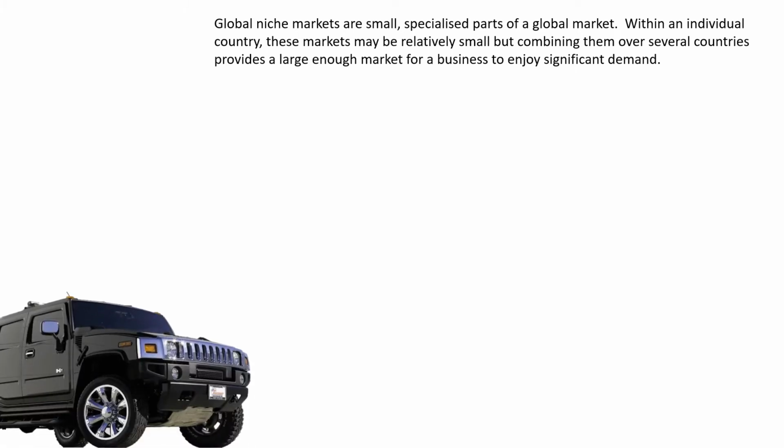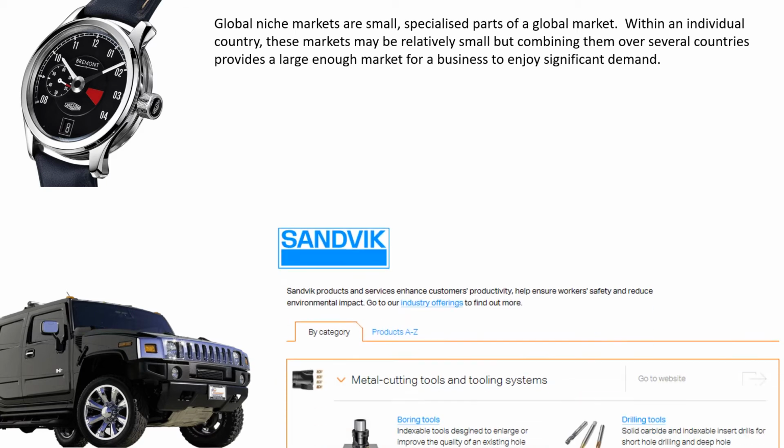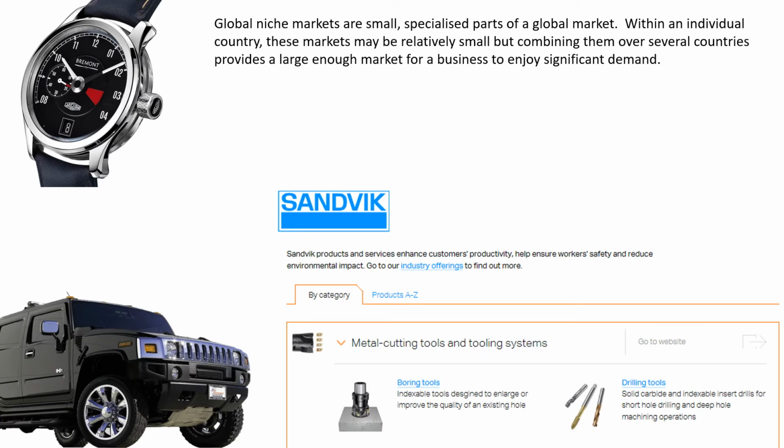So an example might be a Hummer. If this was just in one country, it'd be quite a small market, but actually when you roll it out across global markets, altogether, it provides a big enough market for a car company to target. Likewise with these high-end watches, within one country it's quite a small market, but this small niche across many different countries adds up to a significant amount of demand. Likewise for this specialist tool manufacturer.